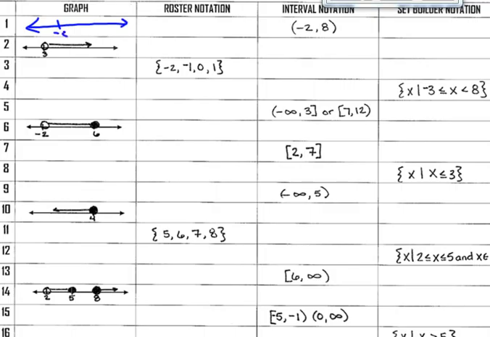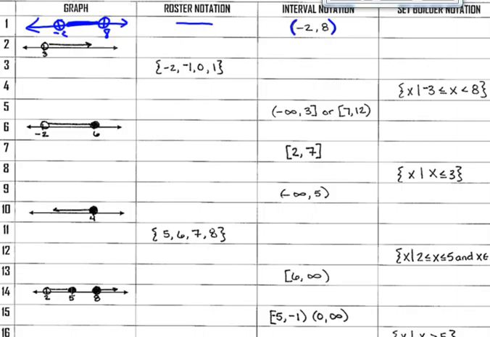So -2 to 8. I'm not including -2 because I have parentheses there, so that's an open circle. And I'm not including 8 because I have a parenthesis there, that's an open circle. But I'm including everything else that's in between here. Okay, I don't want to list those. Those things there's way too many of them. So roster notation is out.